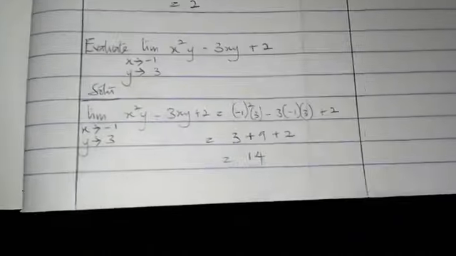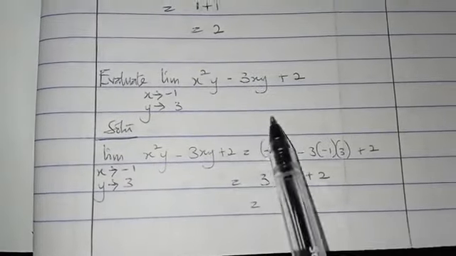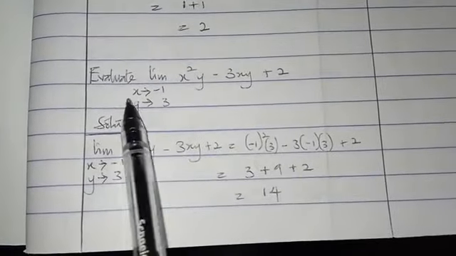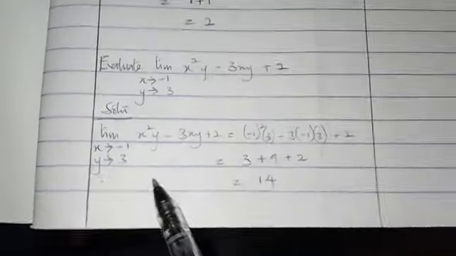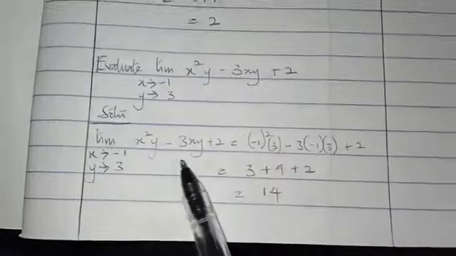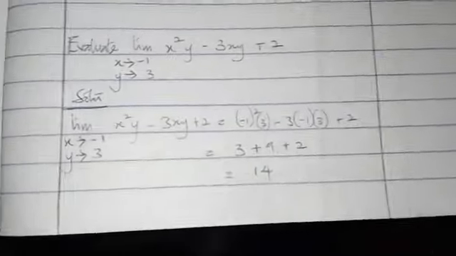And the final question here is evaluate the limit of x squared y minus 3xy plus 2 as x tends to minus 1, y tends to 3. Solution: just put in your values and substitute. The final answer is 14. It's quite simple. The next one on limits is continuity.